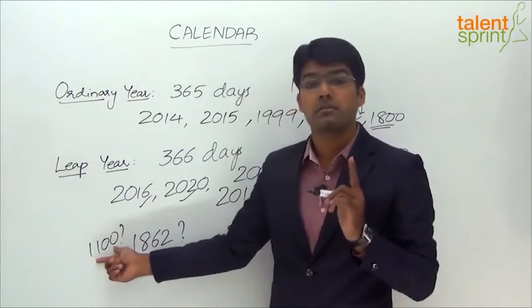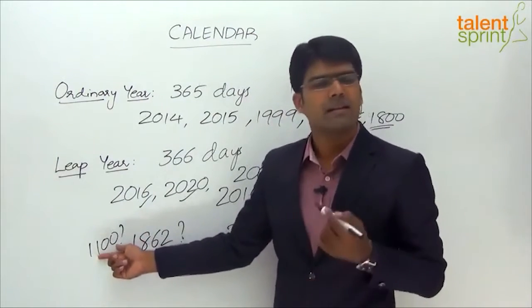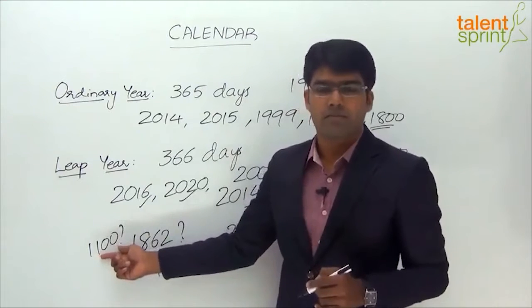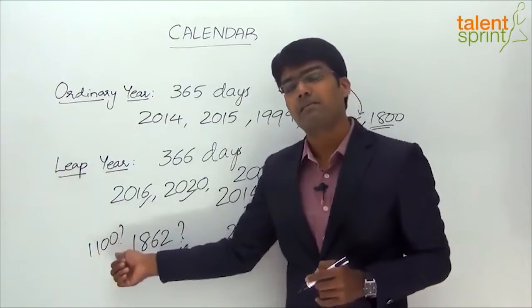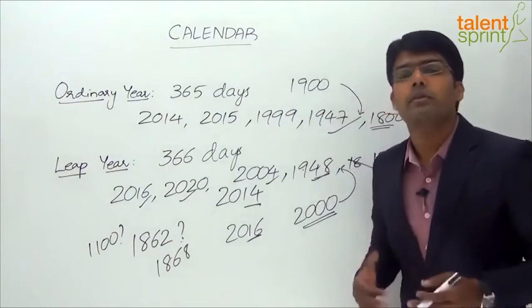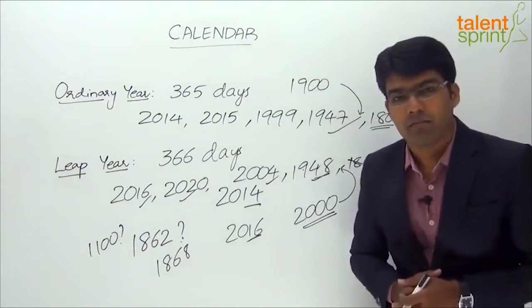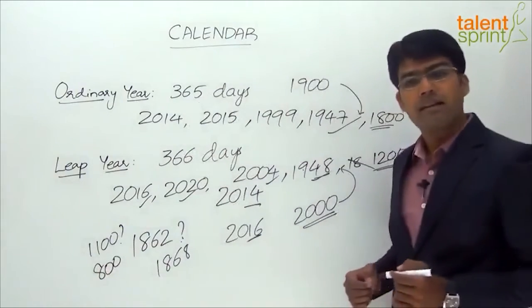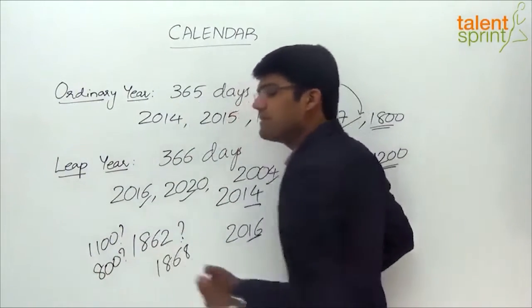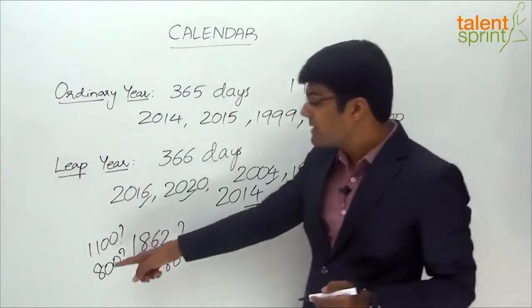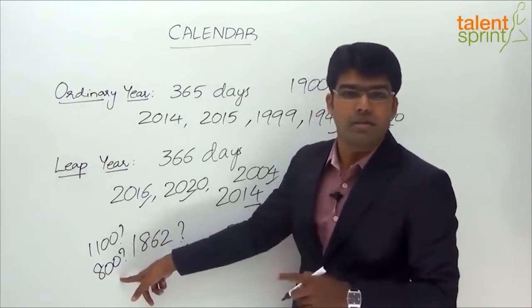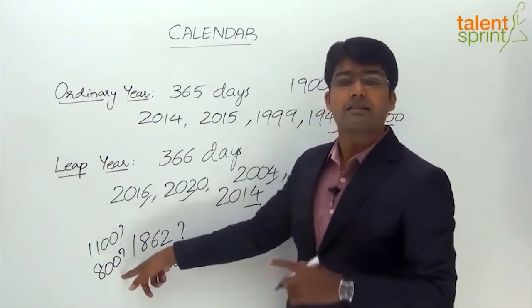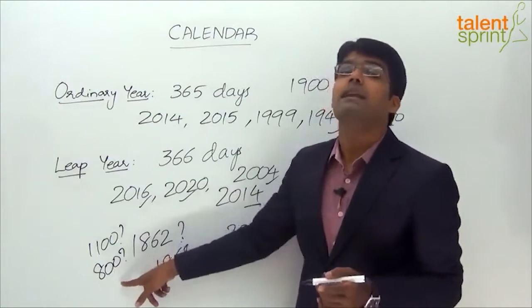We have to check the divisibility with 400. 1100 is not divisible by 400. So if it is not divisible by 400, we can say it is a non-leap year or an ordinary year. But what about the year 800? Is it divisible by 400? Yes, 800 is divisible by 400, and we are checking the divisibility by 400 because it is a century year. So since 800 is divisible by 400, it becomes a leap year.